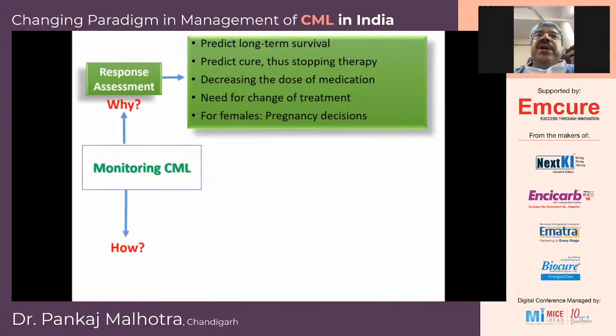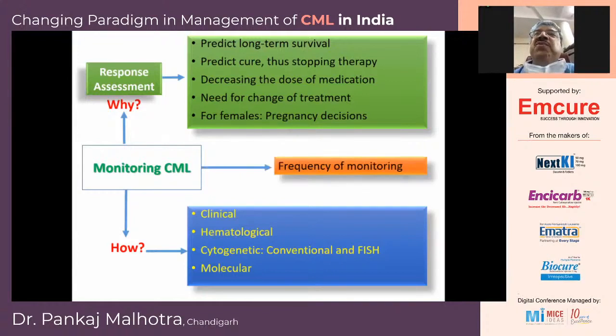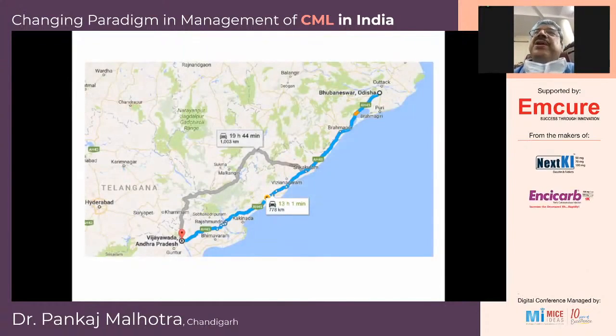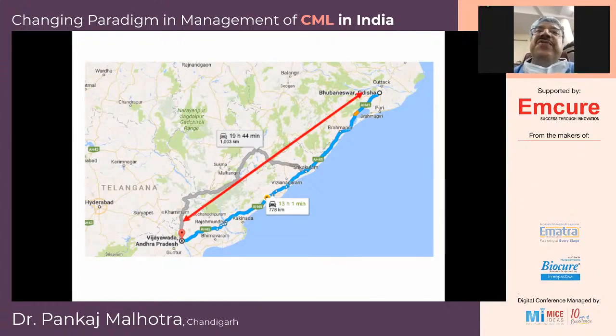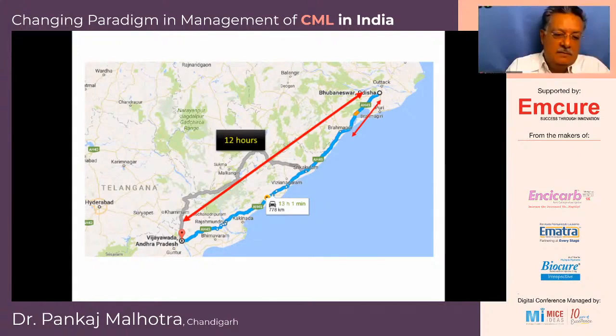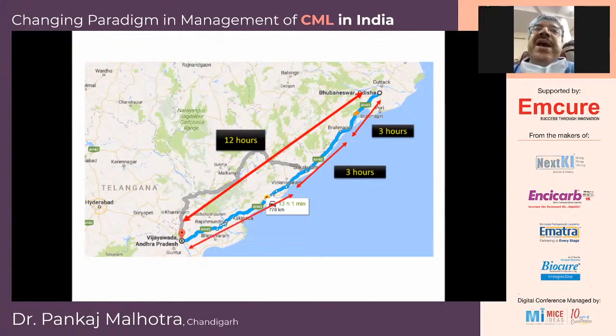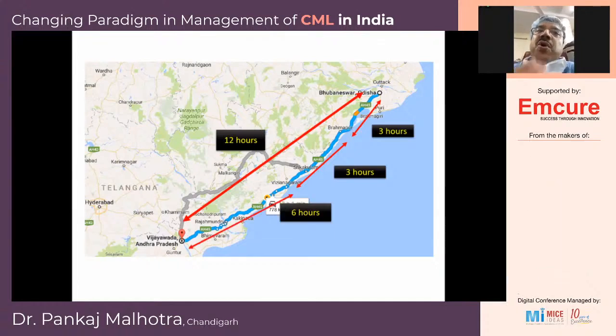And how do you monitor CML? You can monitor clinically, hematologically, cytogenetically, or molecular. And then we will discuss what is the frequency of monitoring. Now, just take an example that you have a Maruti car, and you actually want to visit from Puri to Vijayawada in Andhra Pradesh, and it takes 12 hours by a routine Maruti car. If you divide from Puri to Brahmpur, it will take 3 hours. From Brahmpur to Vijayanagaram, another 3 hours, and then another 6 hours to reach Guntur or Vijayawada.